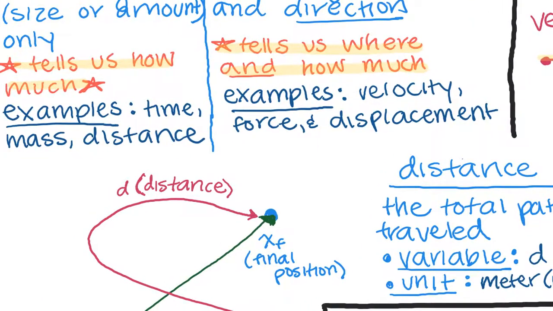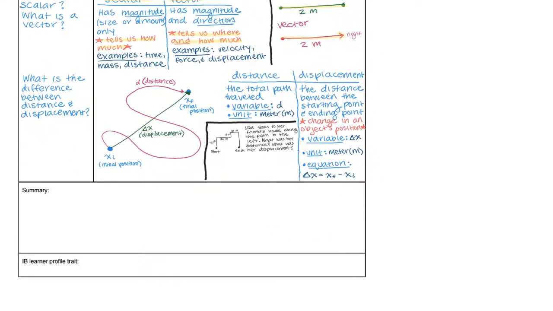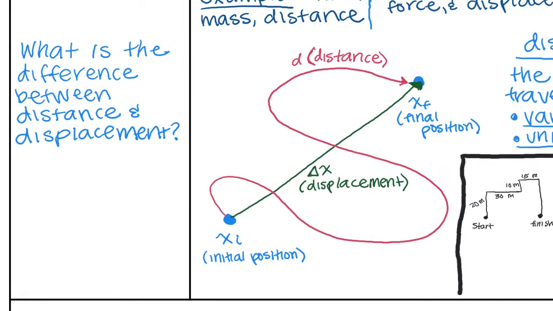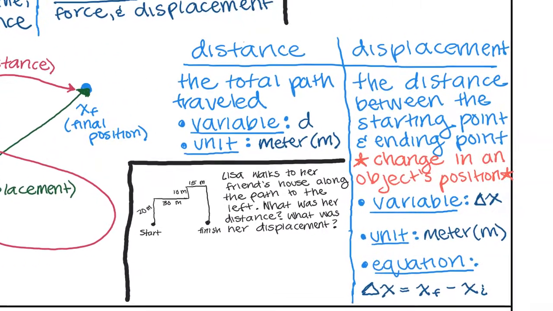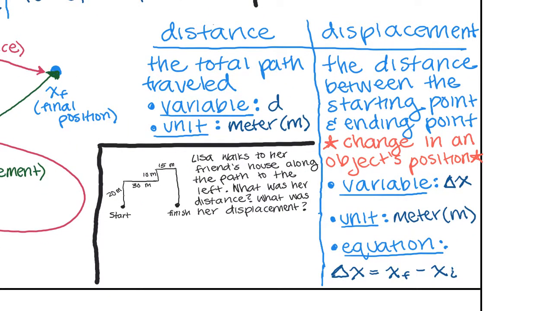Okay, so let's talk about how we use vectors and scalars when we talk about distance and displacement. The last thing we will be going over today is what is the difference between distance and displacement. So we've got another T-chart contrasting these two terms. Let's first go over distance. You should be pretty familiar with the term distance. You should have heard that before.